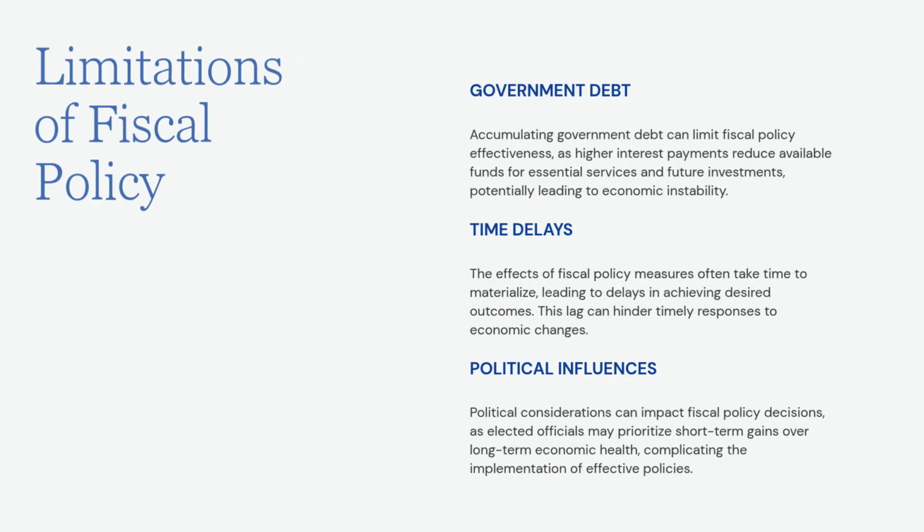Now, however, fiscal policy is not perfect. There are several limitations to it. First is government debt. If the government keeps increasing spending without enough tax revenue, it has to borrow money, increasing the national debt. For example, after the 2008 financial crisis, UK government debt rose due to higher spending and lower tax revenues.